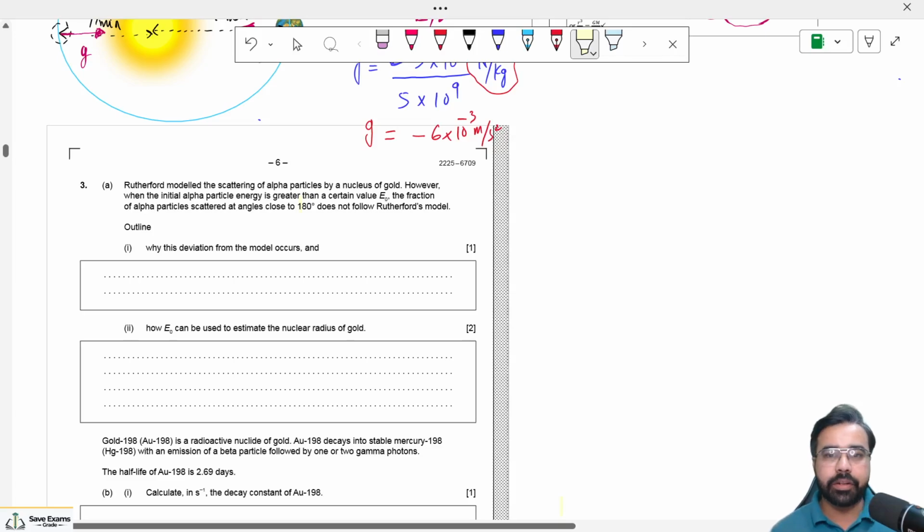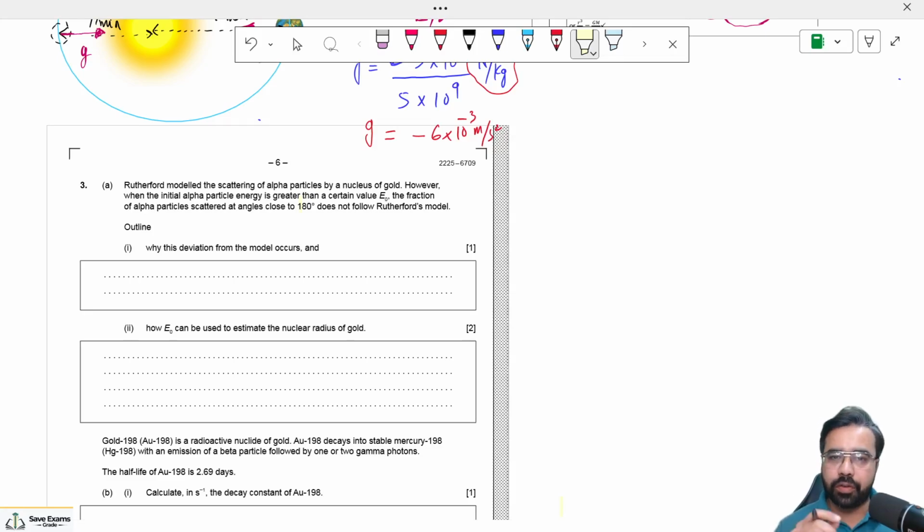This question is about the Rutherford scattering experiment, in which alpha particles are thrown at a certain kinetic energy E0 and are deviated from their straight path due to the electrostatic force of repulsion from the nucleus of the gold. But what happens when these alpha particles are thrown at an energy greater than this value? A fraction of alpha particles are scattered at an angle close to 180.